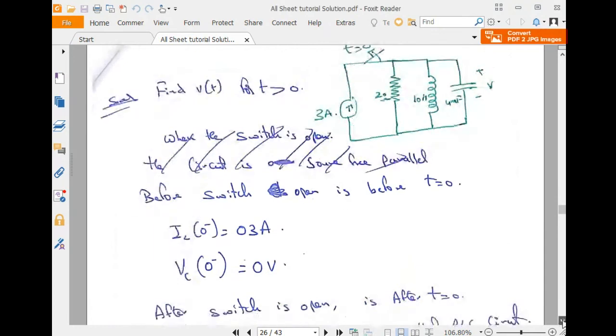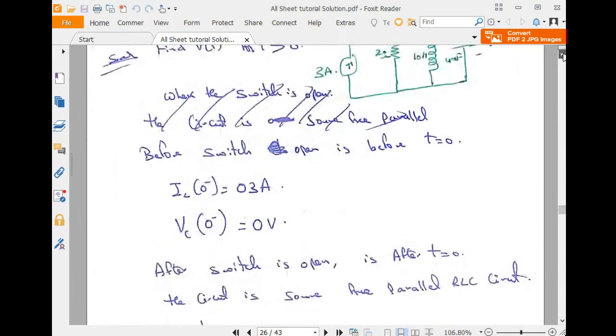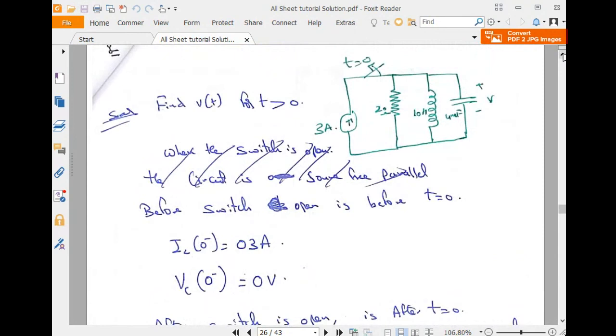Question number 8. This is the circuit given. RLC parallel here. Here is the switch. The switch is closed before t equal to 0. After t equal to 0, the switch is open. And it is also a free response. Why? Because after t equal to 0, there is no source, no independent source. So you can find the values of IL, VC. This is also the same procedure.